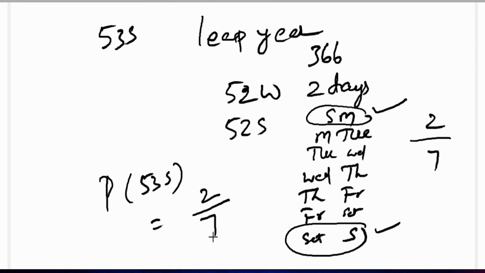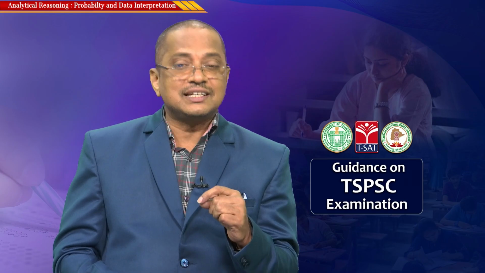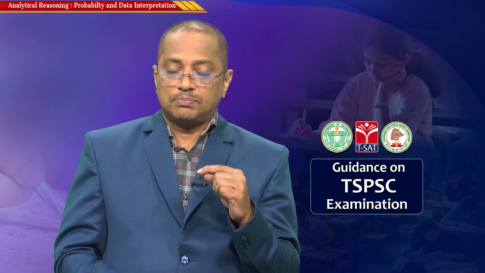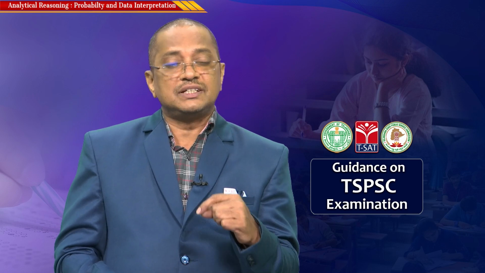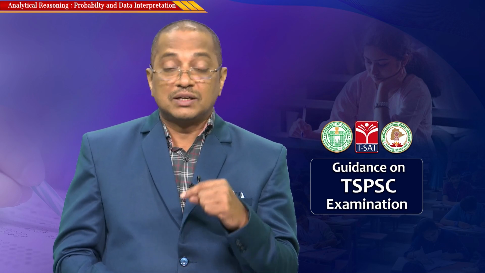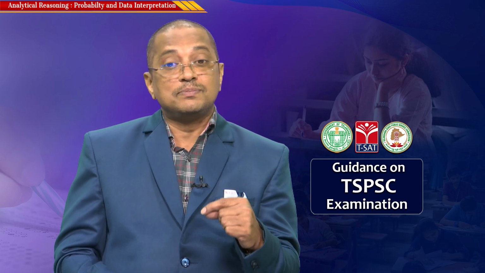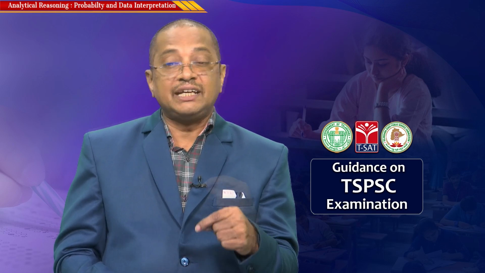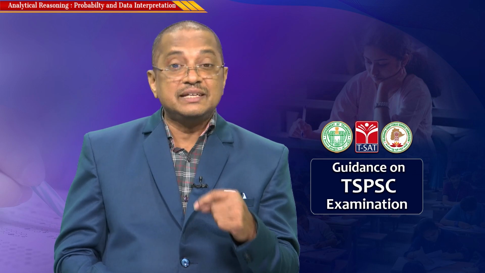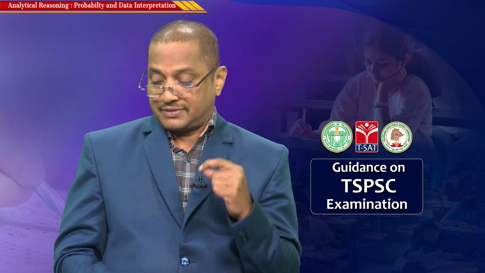This is very important information. Clear? For a general, normal year, the probability of getting 53 Sundays is 1/7. But for a leap year, the probability of getting 53 Sundays will be 2/7.